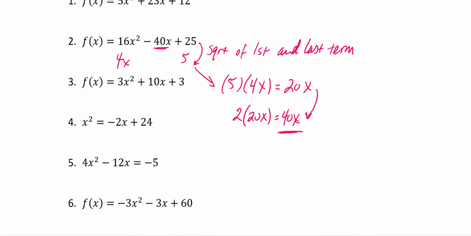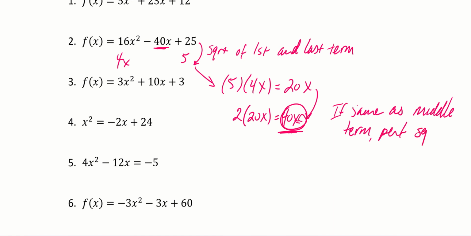So if it's the same as the middle term, and I'm talking about this right here, then you have a perfect square trinomial. Go back up to these two, and your factored form is just going to be 4x and 5. So whatever the square root of the first and last term is, and then whatever the sign is in between the x squared and the x, is what you're going to put in your parentheses, and that's going to be squared.